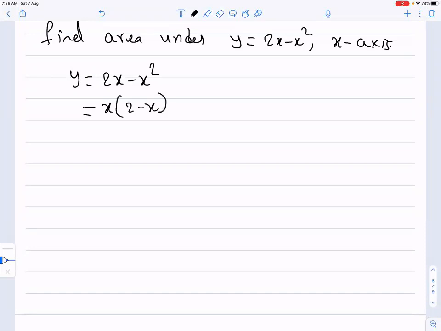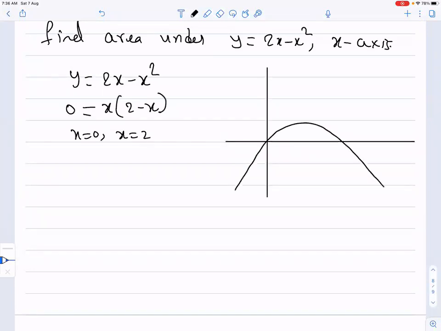Correct? Now, if I try to equate it to 0, y equal to 0, because I want to plot this graph, what are the roots that I'm getting out? x equal to 0 and x equal to 2. It's a downward parabola which gives you a graph like this, with roots 0 and 2. And we are interested in finding out the area under this curve. That means this particular portion, the area we are interested in.